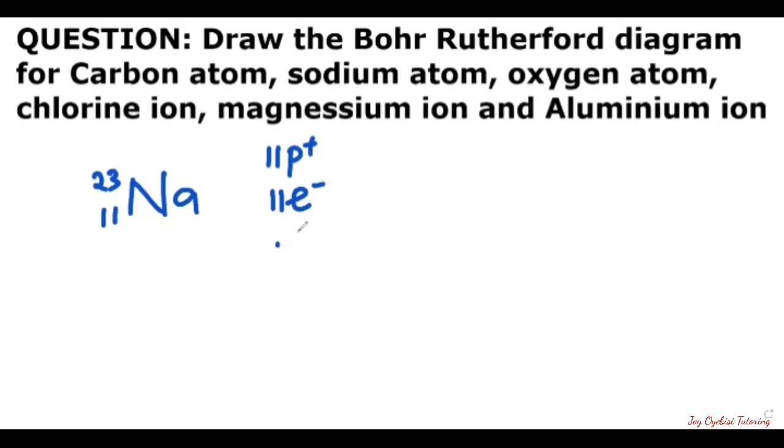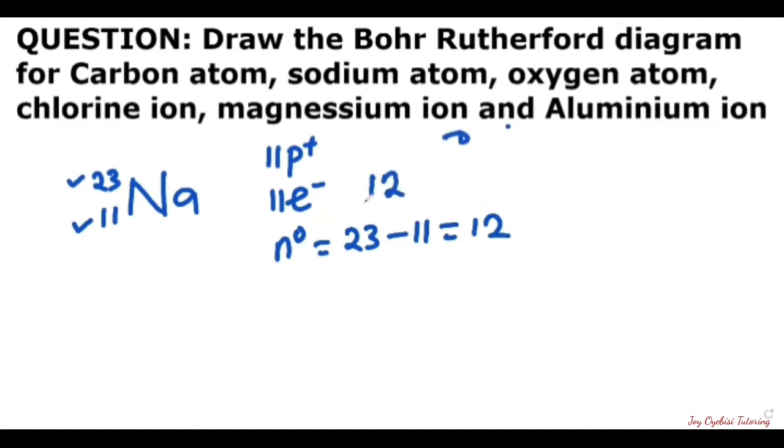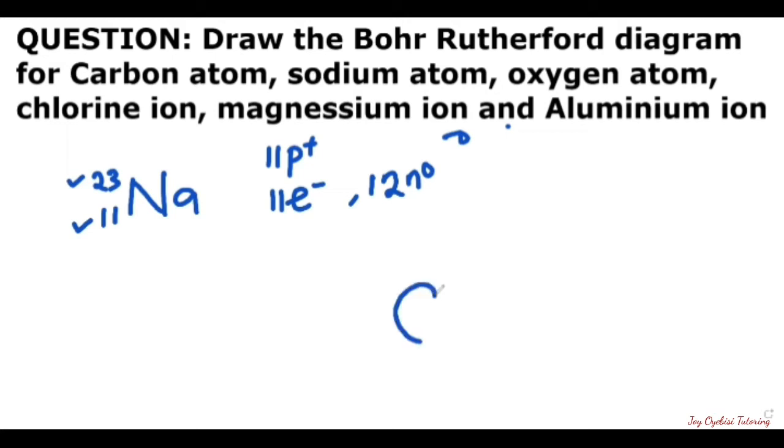Now the neutron would be mass number minus the atomic number. So you have 23 minus 11, which is 12. So we have 12 neutrons. Now we have these three major pieces of information that are required to draw the Bohr-Rutherford diagram. We can then start the drawing. We put the 11 protons inside here and 12 neutrons here.